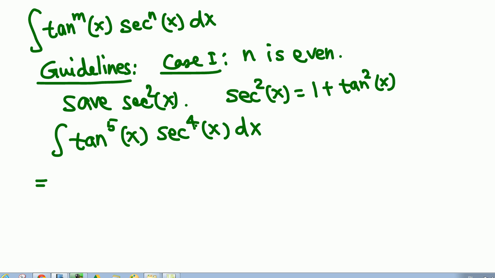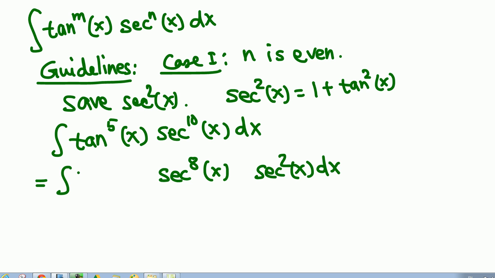we have secant to the even power, then we save 1 secant square, and now we have secant square remaining. Then change that secant square in terms of tangent using this formula. Let's say I have secant to the 10. In that case, secant square is there. Now we have how many secants left? 8. So secant 8 x, and this is still tangent 5.